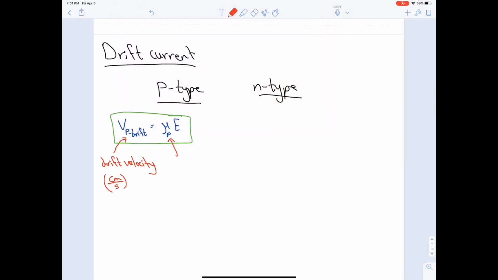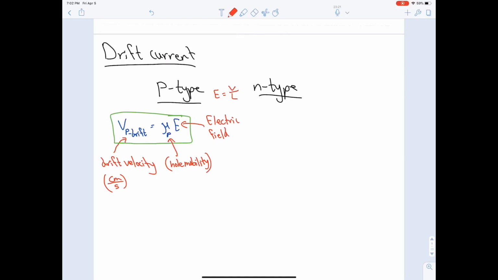We just explained that mu p is the Hall mobility. Not a constant number, it will be provided to you. That's what I mean. Okay, and E is the electric field. Now, if you want to calculate the electric field, it's the voltage divided by the length of the silicon bar.